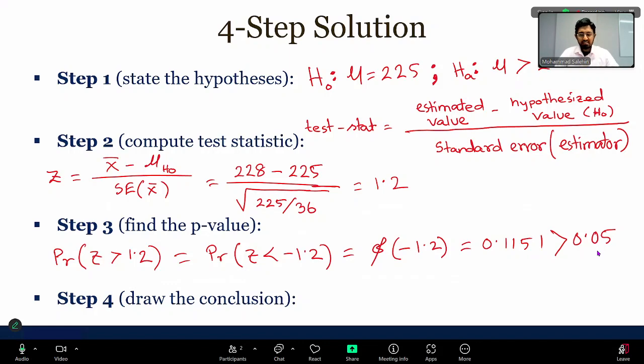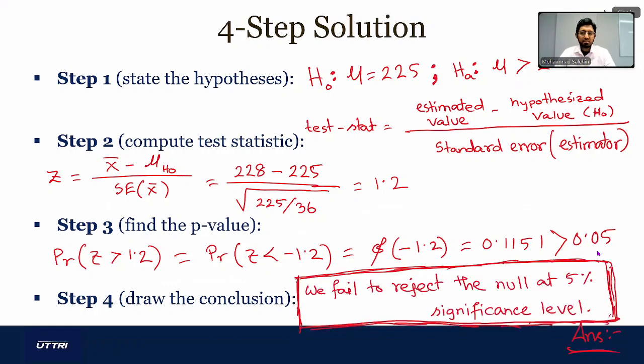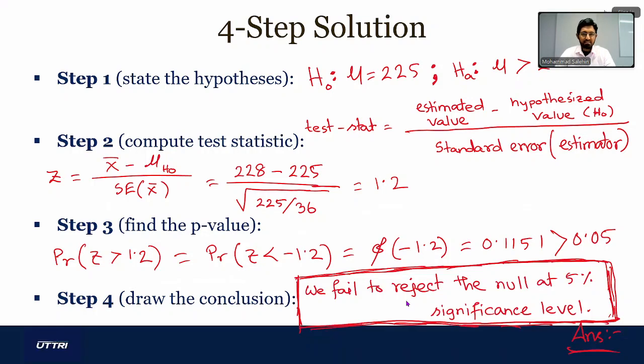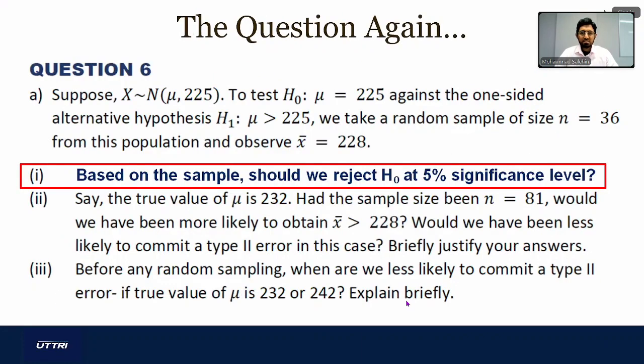So now it's decision time. In step 4, because our p-value is greater than 0.05, we state that we fail to reject the null hypothesis at the 5% significance level. Right? So that's the solution for question 1, and if you follow this 4-step process all the time, you get a 100% mark for this solution. Okay, so now let's look at the question again.